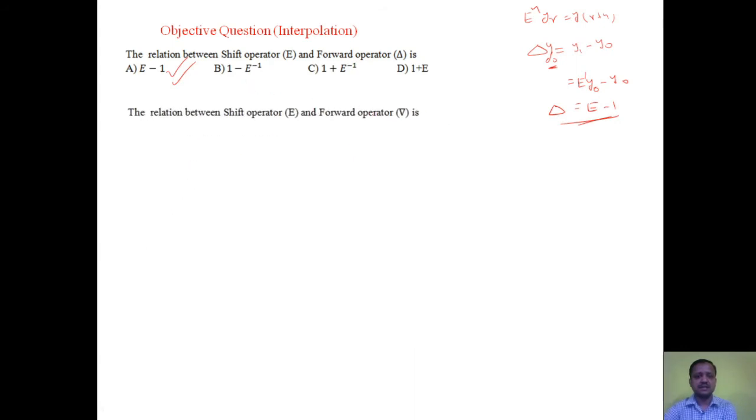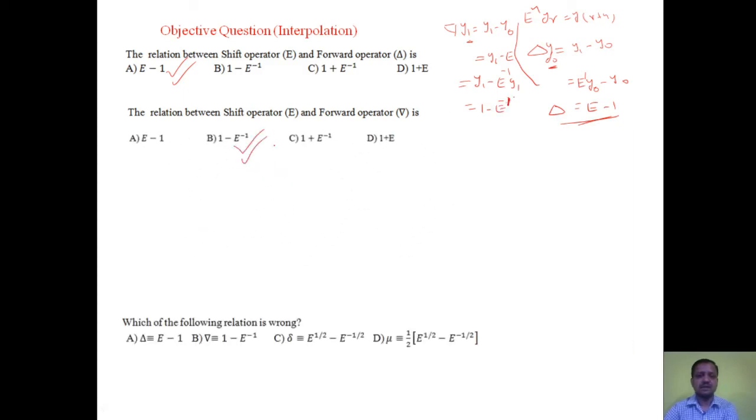So the relation between E and nabla. Nabla means the backward difference operation. So it will start with y1. We can write y1 minus y0. Here y1 is on the left hand side, and you want y1 common on the right hand side. So here it is y1 minus, and you can use that shift operator concept. You can write y1 minus E power minus 1 y1. If you take y1 common, you will get 1 minus E power minus 1. So 1 minus E power minus 1 is the right answer.